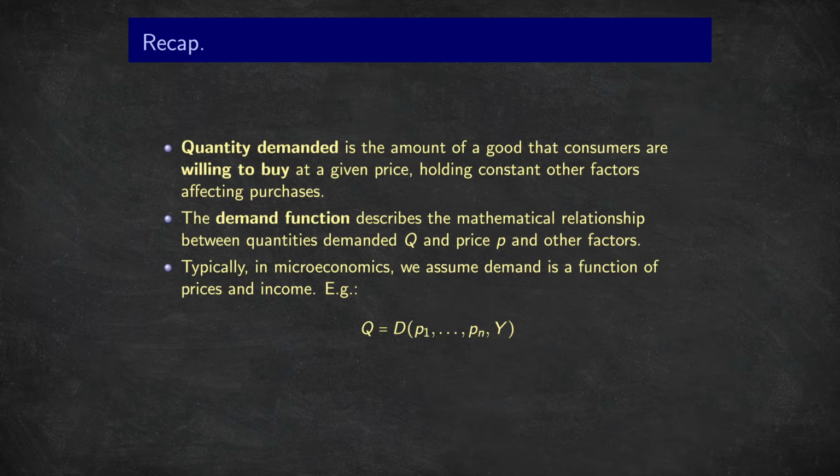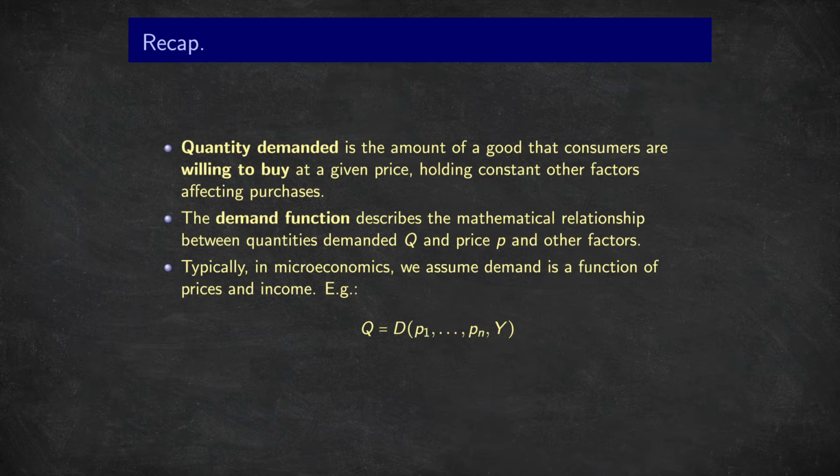Now, when we draw a diagram of a demand function, we normally just represent demand as a function of a good's own price. And when we do this, we're really just thinking, well, let's imagine that all other factors, whatever they are, are being held constant. And then we can examine how a consumer's demand changes as the price of that good in particular changes.